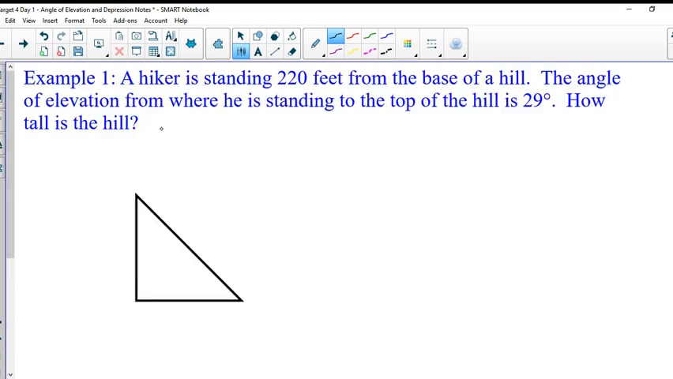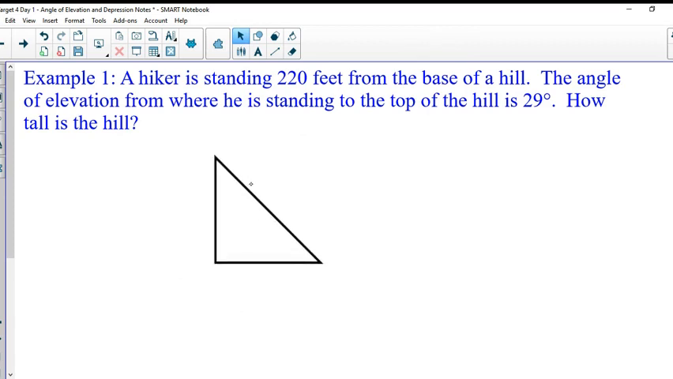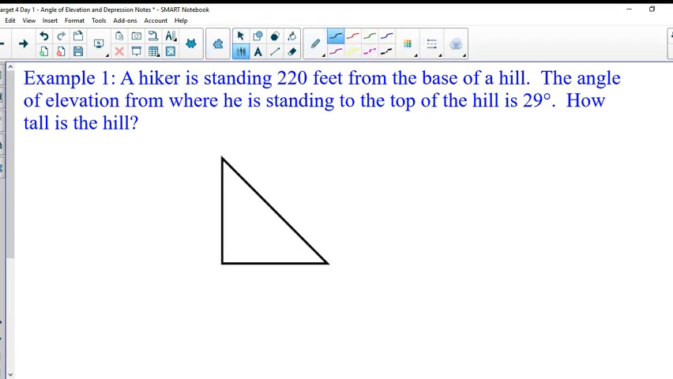Here it is. We have a hiker that is standing 220 feet from the base of a hill. The angle of elevation from where he is standing to the top of the hill is 29 degrees. How tall is the hill? So remember, we need a right triangle. So somehow we need to take this information, put it into our right triangle, which I have in front of us, and then obviously solve the problem.